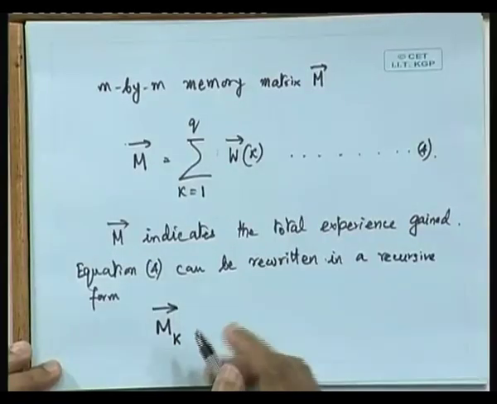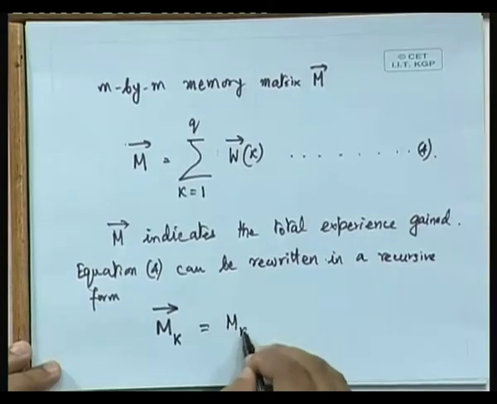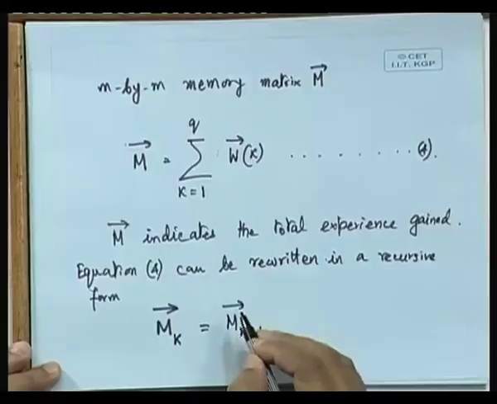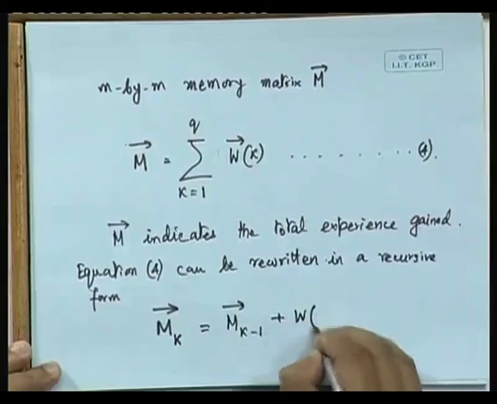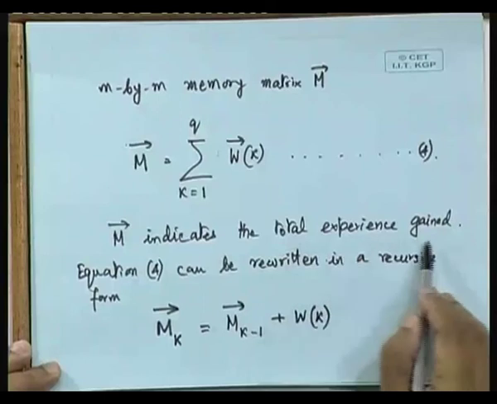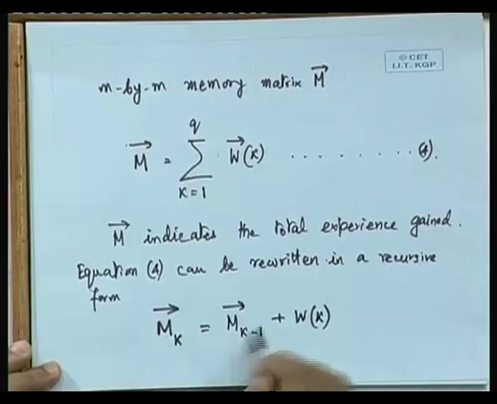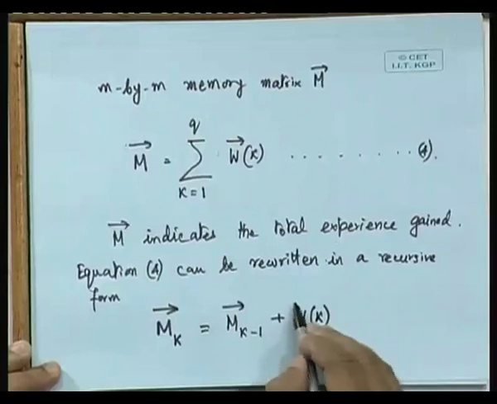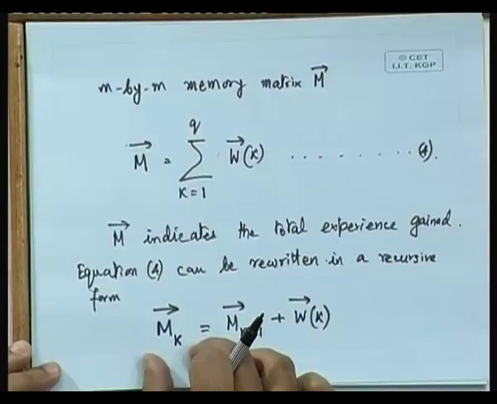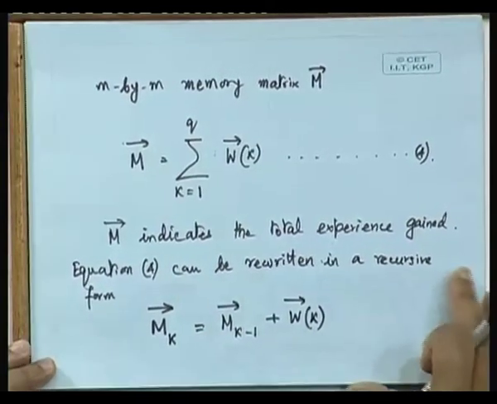Now after feeding the kth pattern, the memory matrix composition will be the memory matrix composition which we had at the end of k minus 1 patterns, plus the weight wk that we have gained from the experience. Again, the kth pattern's experience gives us the weight wk, which we add to this m of k minus 1, that is the previous experience that we had gained, plus the present experience that we are getting is our new experience, which is m of k.